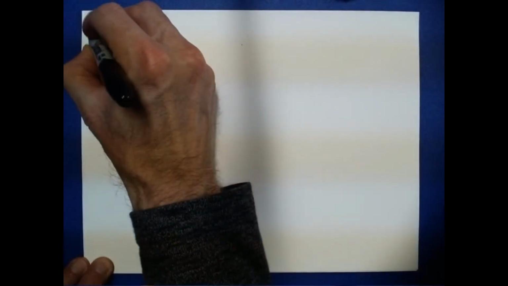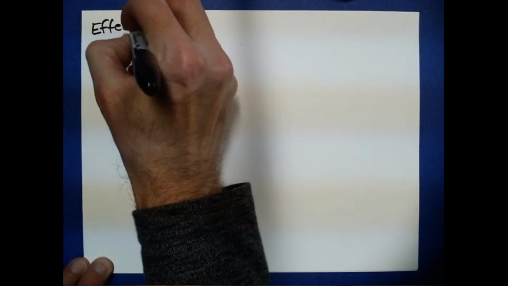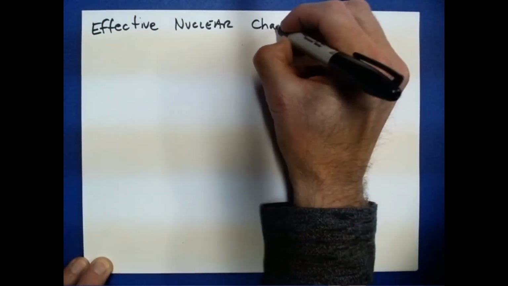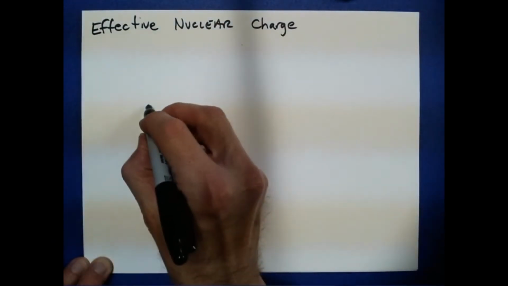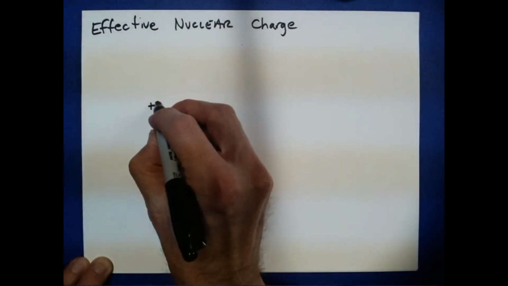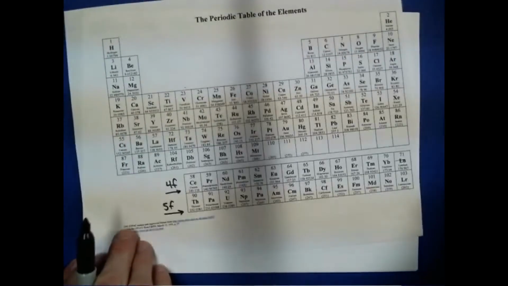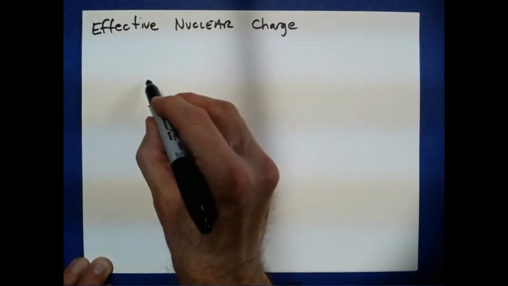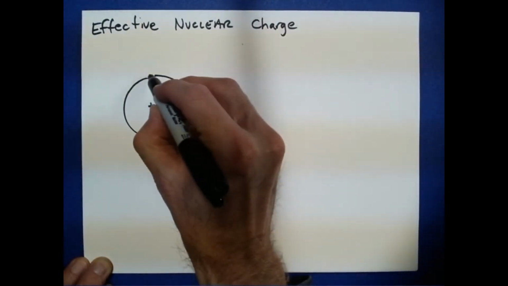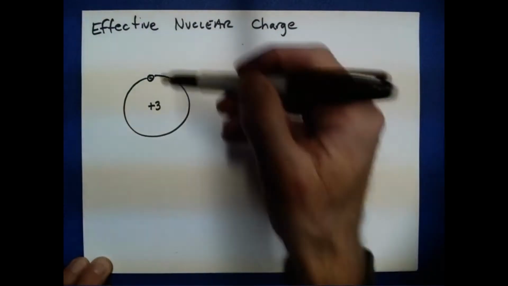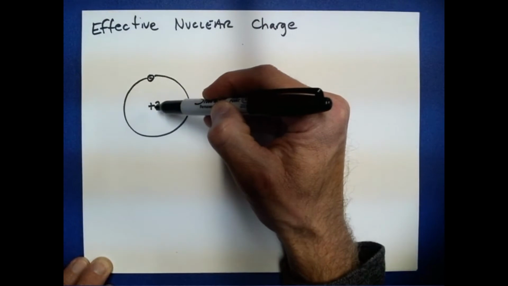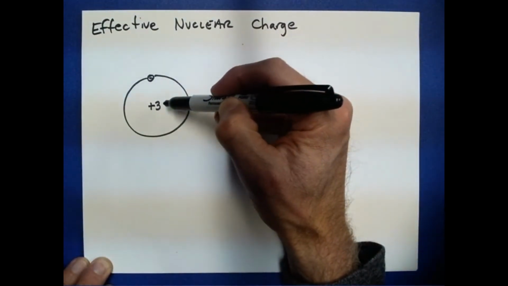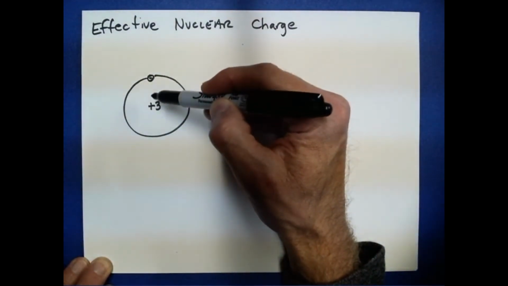We're now going to discuss this idea called effective nuclear charge. And the idea works like this. First, we're going to imagine, we'll just say, a +3 nucleus. So that would be a lithium nucleus. And we'll imagine just one electron circling that nucleus like this. In this case, this electron would experience a full +3 charge of the nucleus. There's nothing in the way.